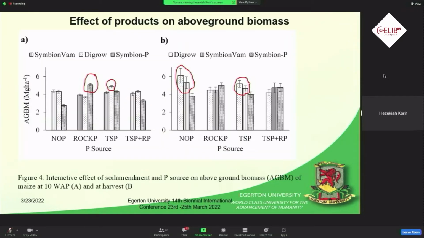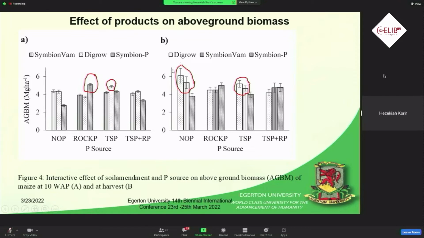So this is for the biomass. And now we're testing the P sources. We look at the rock phosphate, the TSP, and when we combine them, and we try to see how they interact with our products. We find that especially with rock phosphate, there was a positive interaction with the Symbion P. And with TSP, it was doing well when it was combined with Digro. This is for 10 weeks after planting.